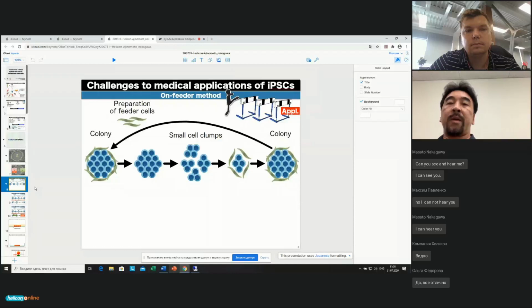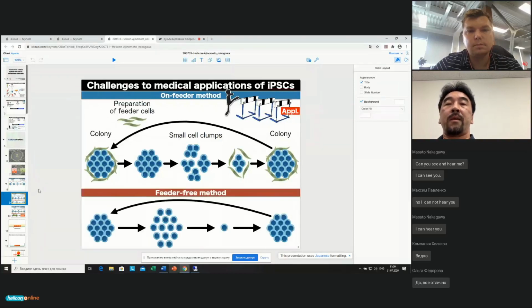This is a very stable method, but there are some technically difficult points, such as making the small cell clumps. We cannot make the same size of small cell clumps every time, so this is a very difficult point. And as I said on the previous slide, there are some issues to overcome for clinical application. Next slide, please.